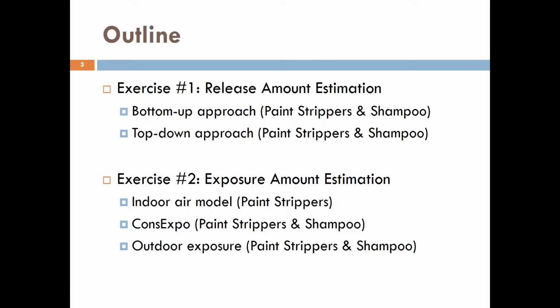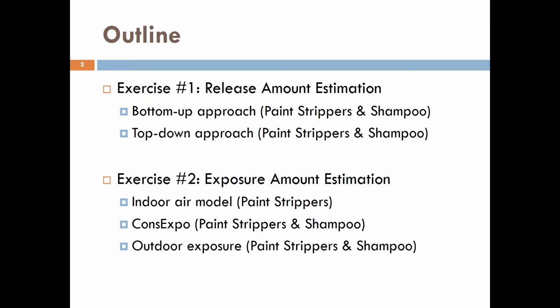We go and find the information on how much of this product is likely to be used, and what are some of the information that we need for that calculation, as well as a top-down approach, where we start from the top, trying to figure out how much is used nationally, and then bring it down to scale it to a regional level. And so we'll do both of those exercises.